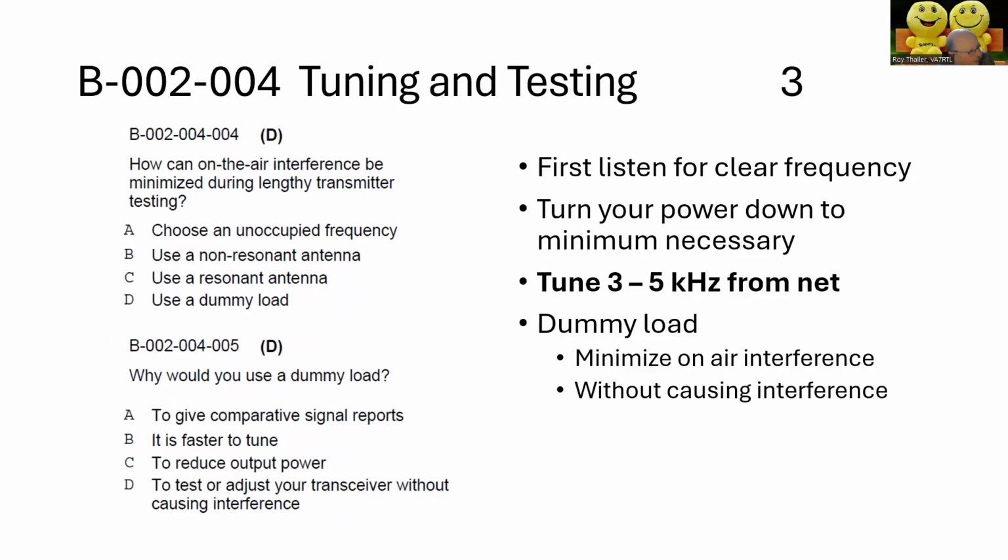How can on-the-air interference be minimized during lengthy transmission testing? So what you would do here is instead of using an antenna, go use a dummy load and transmit your signal into the dummy load. Why would you use a dummy load? So the answer here is D, to test or adjust your transceiver without causing interference.